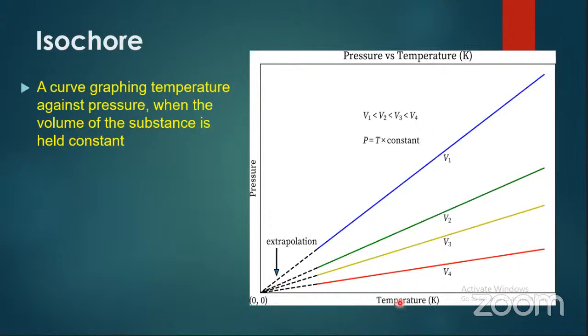It is touching the temperature line, the x-axis, which means the pressure is very less. More volume, less pressure. Remember, V4 is the highest volume here. More volume, pressure will be less. So the pressure is less for this graph, this red color line. So this graph is called an isochore.